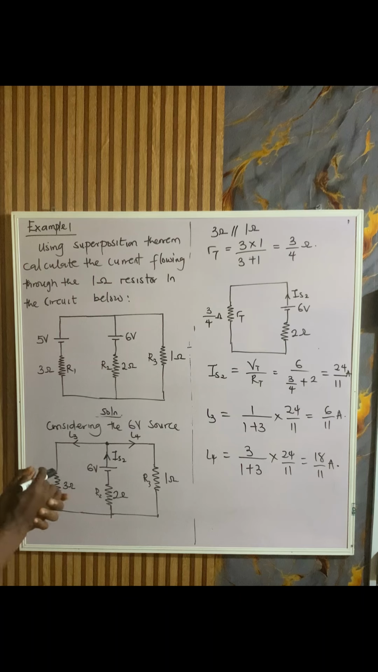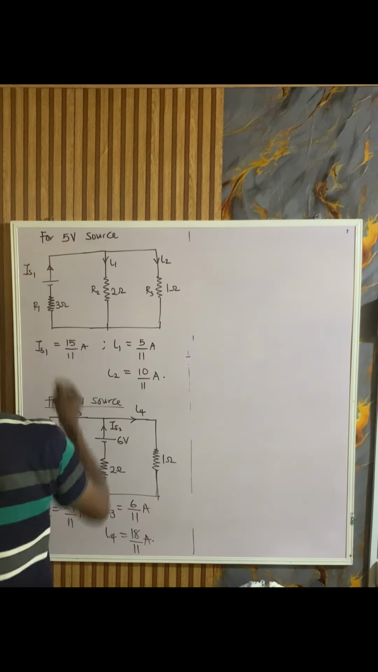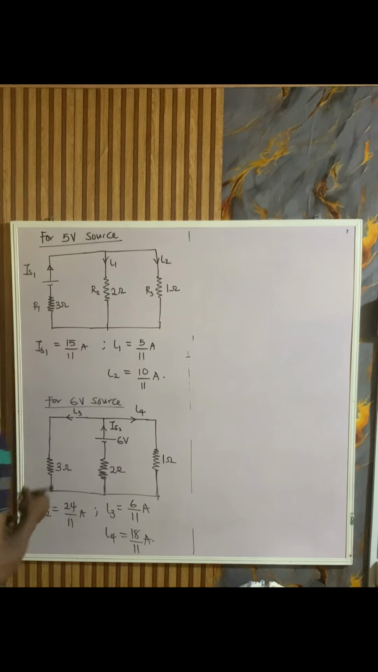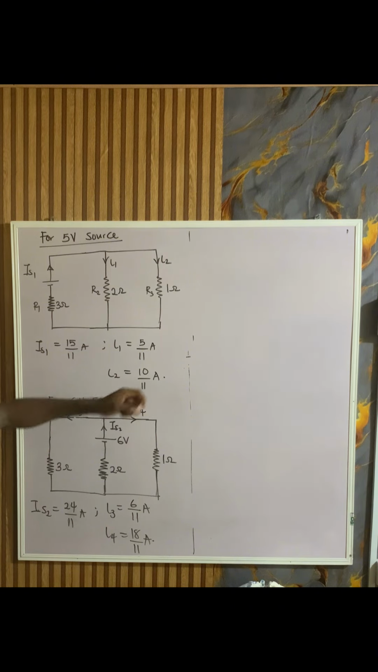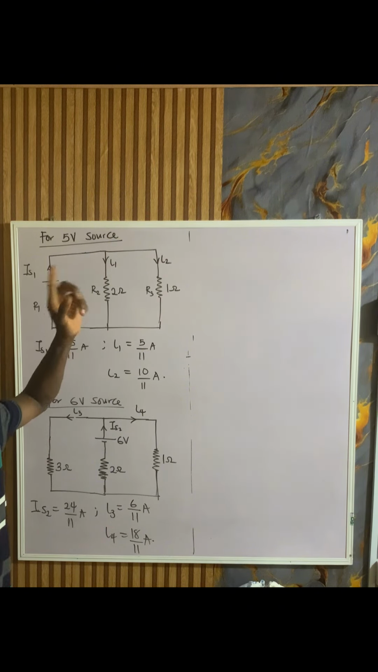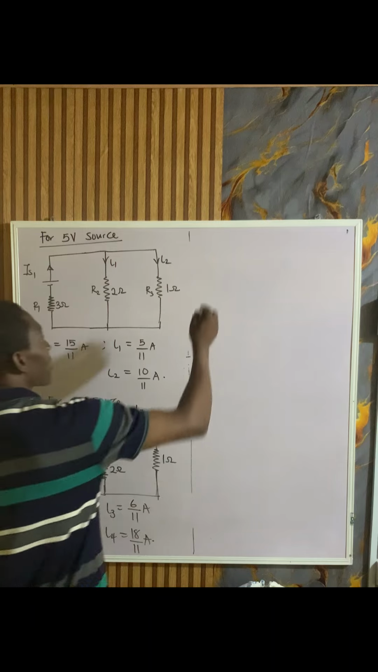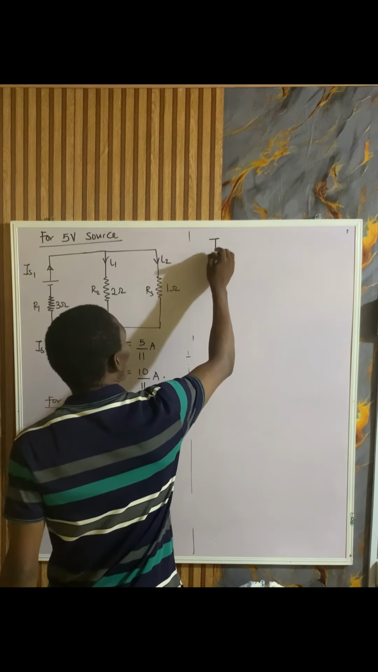Now, having gotten this, we want to get the total response. So I'm going to rejoin this circuit now and write out the answers we got previously. This is what we got when we consider the 5 volt source, and this is what we got when we consider the 6 volt source. The point is, we want to calculate the current flowing through the 1 ohm resistor. That's what the question said.